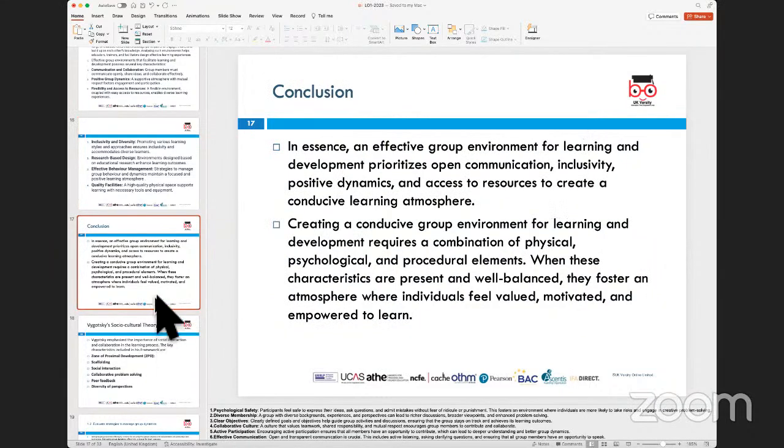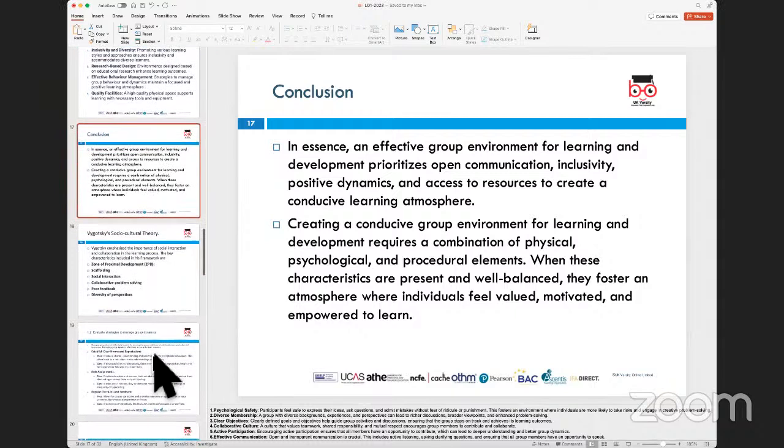So when we talk about the characteristics of a group environment, what we are looking at is that a group environment in terms of learning and development prioritizes open communication, inclusivity, positive dynamics, and access to resources, thereby creating an atmosphere wherein the students feel comfortable and are able to openly discuss and collaborate to learn from each other. Is that okay? Any questions on this?